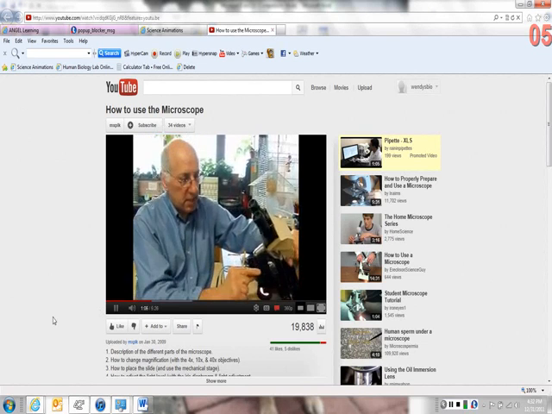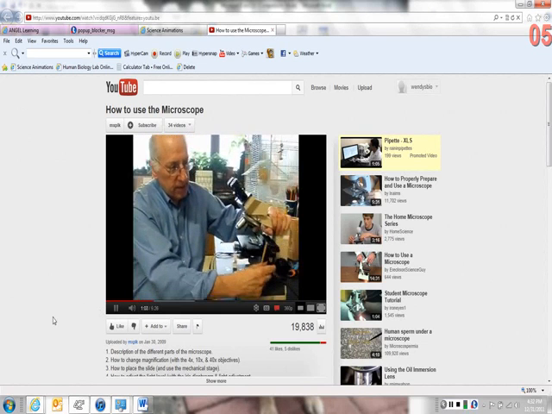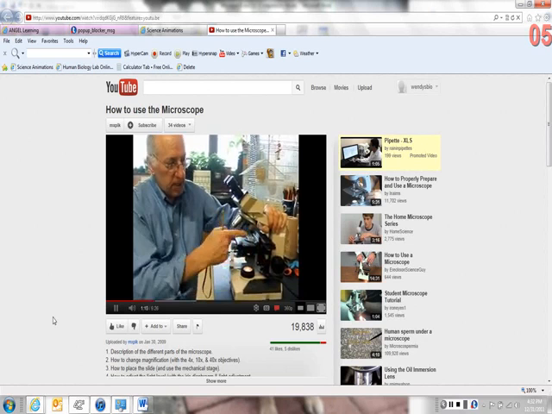Then there's a hole in the stage through which the light can pass. This is called the stage. This is called the mechanical stage, the part that moves the slide back and forth.